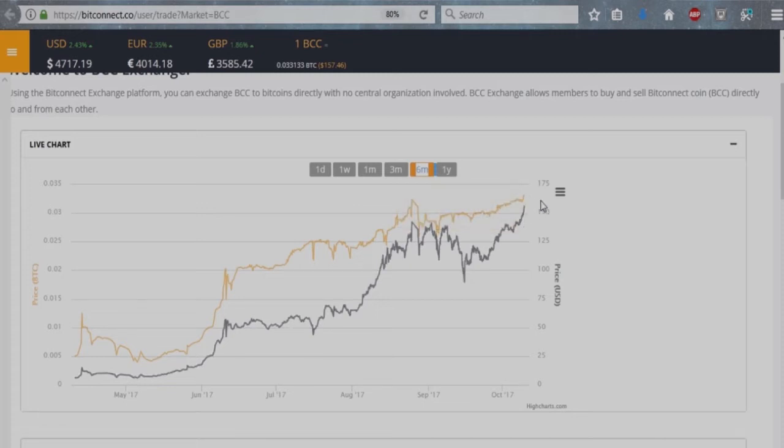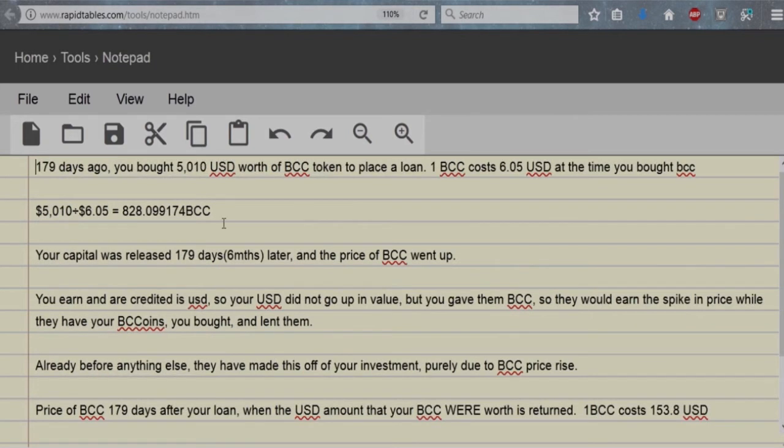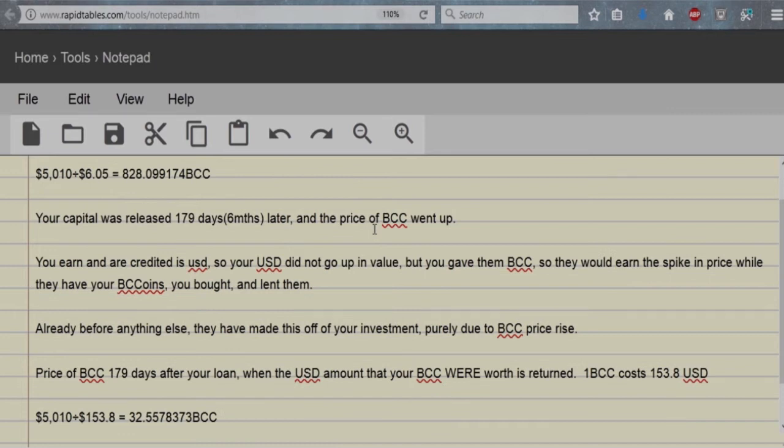If you look here, today's price, okay, somewhere along this line, it's 158. And you do the math, you realize that they give you back 32.55 Bitconnect coin. That's a big difference from what you gave them initially. You see this? Mind-blowing. When you actually think about how this works, it is mind-blowing.